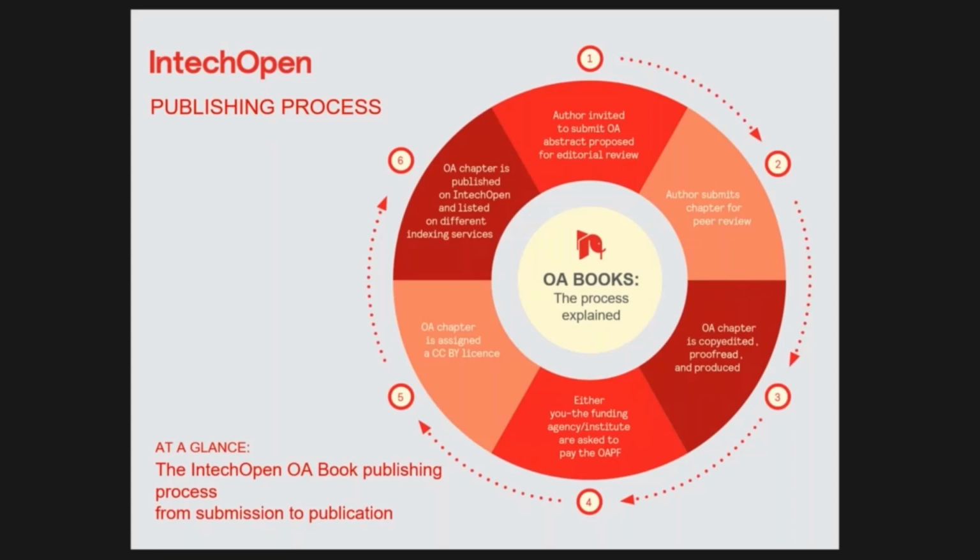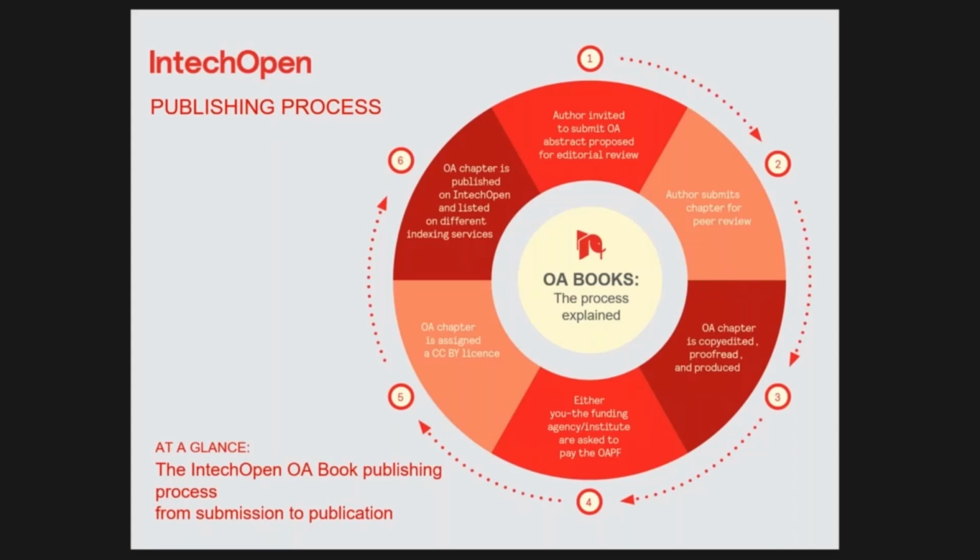So from the publisher's side, the publishing process is, I'm going to say it in much briefer terms compared to Michael. As he said, an author will typically be invited to submit a chapter or monograph proposal by an editor, or they can come to us with one. Once that is reviewed and approved, then they can submit their chapter or monograph for review. Once it has been reviewed, and if it's accepted, the chapter is then copy edited, proofread, and produced. Finally, the open access publication fee is paid by either the author or the funding agency, depending upon the funding source for your open access content. Then once that is paid, the open access chapter is assigned a CC BY license. Finally, once the license is assigned, the chapter is published on our website and also listed on the different indexing services.